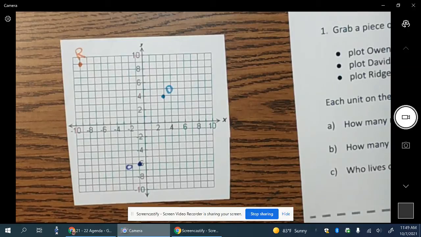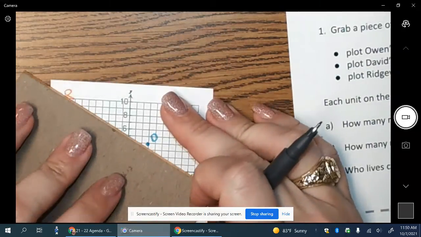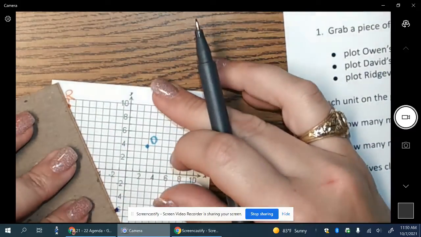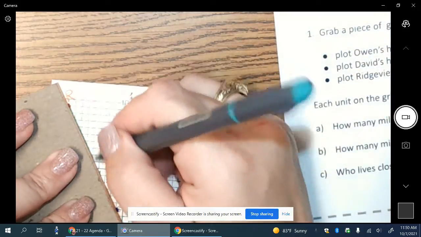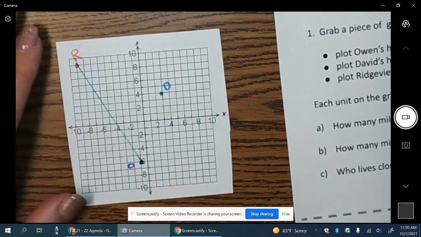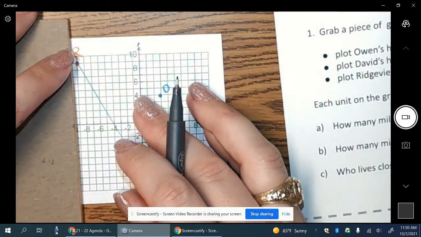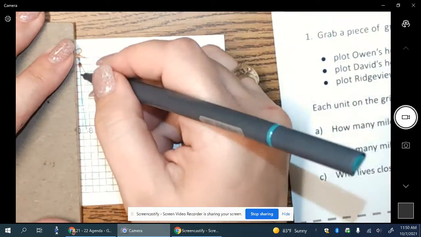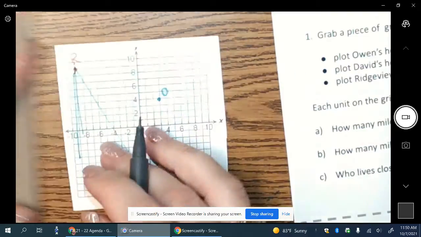The first question says, how many miles does Owen live from Ridgeview? So we need to make a line connecting Owen and Ridgeview. Your ID is a great way to make a straight edge. Because it's a diagonal, how can I find the distance? I can make a what? A triangle. Yes, you can make a triangle.